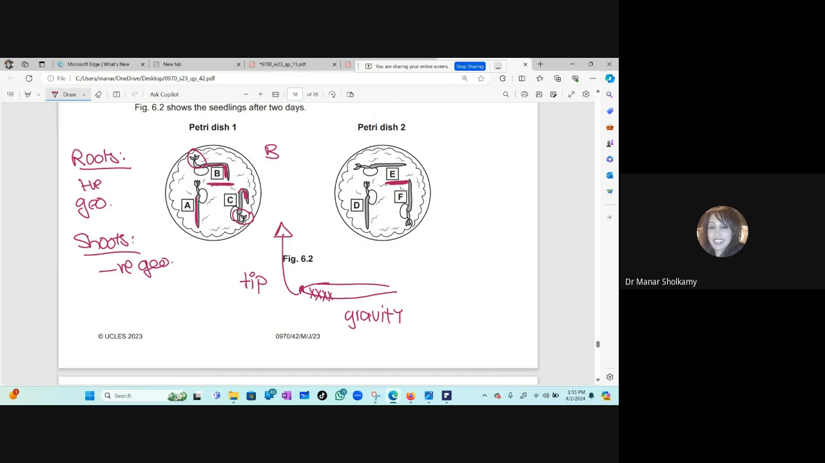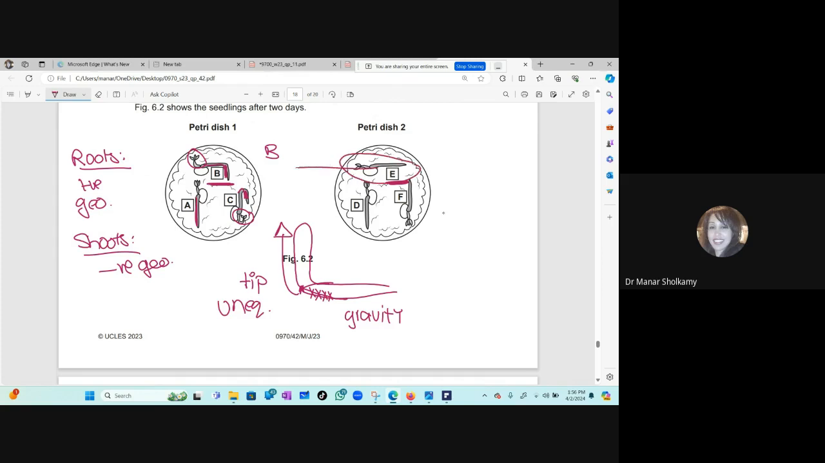It will cause growth on the shaded side and cause cell elongation, and this will make it bend away from the gravity. Correct. And is this equal or unequal distribution of auxin? Unequal distribution. Unequal. Perfect. Now, what will you say at E?